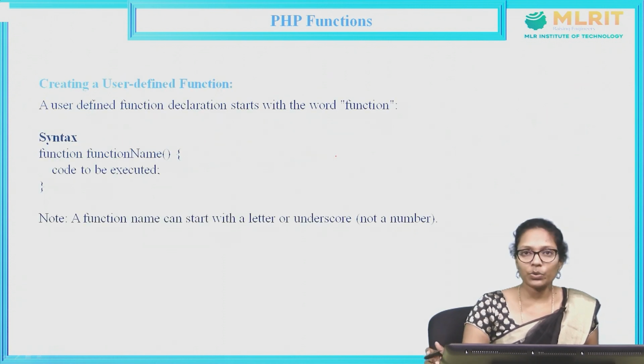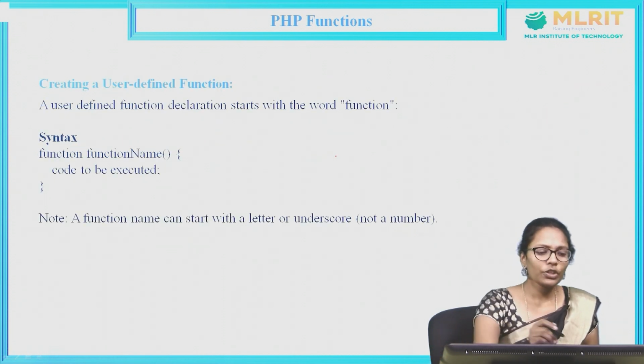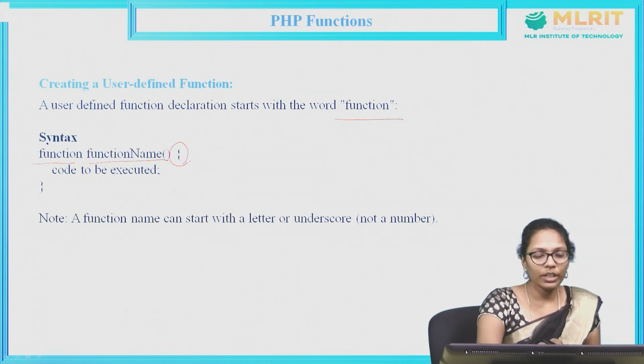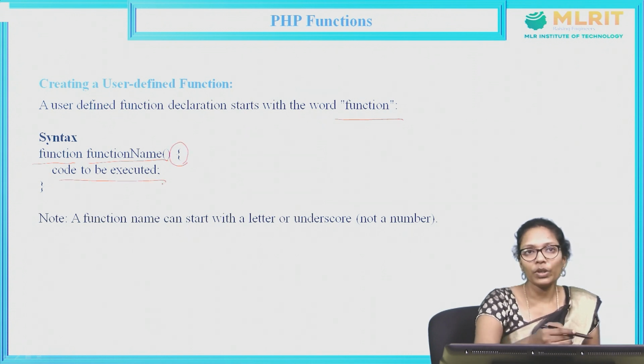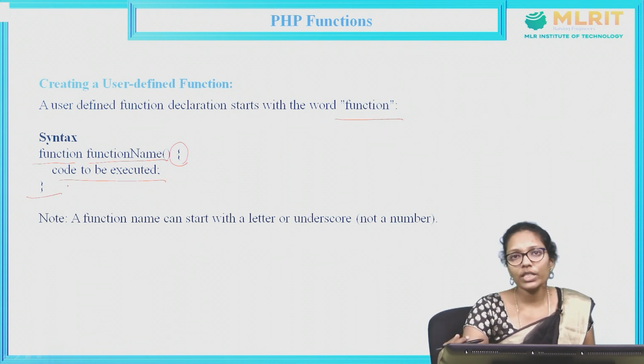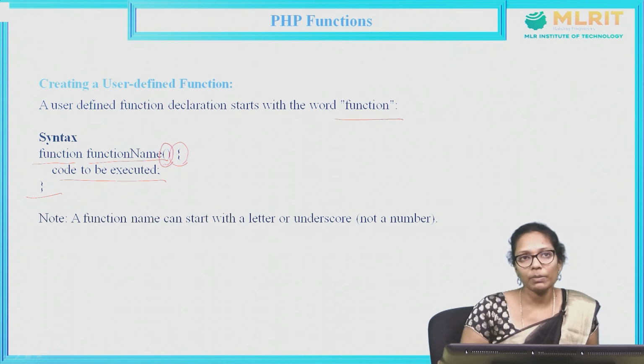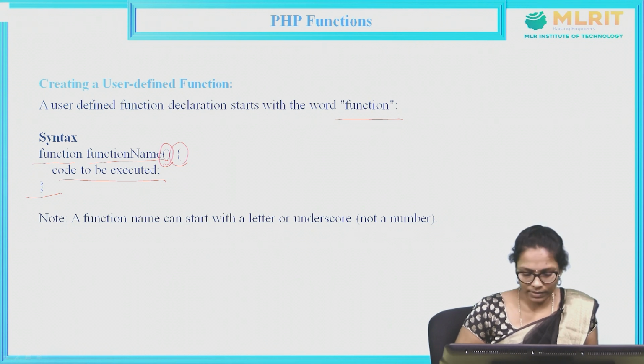So how to create a user-defined function in PHP? You create a user-defined function in PHP using a keyword called function, followed by the function name, then open the curly brace, write the code you want to execute under this function, and close the brace. Whenever you want to execute this function, you should call it using the function name. And if you have any parameters, you should pass them within the function parentheses.